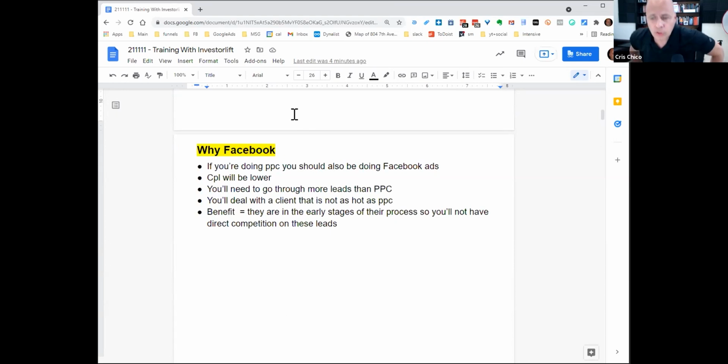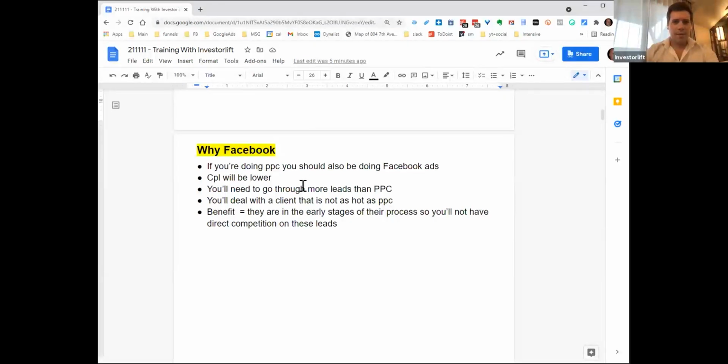You're also going to deal with a client that's not as hot as a PPC lead, but there are some pluses and minuses with that. They're not as hot, so there's a longer sales cycle, but you're also getting people that are not really talking to a bunch of other investors. So there's a positive and a negative. The benefit is that they're in the early stages of trying to find a solution. It's just a different type of prospect and prospect avatar than the PPC lead. They're both different, each with their pluses and minuses, but it's definitely a lead source that everybody should consider.